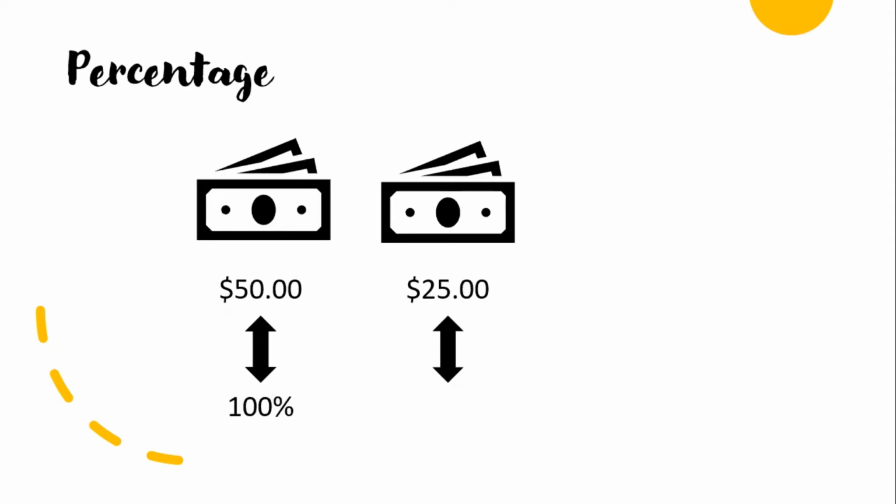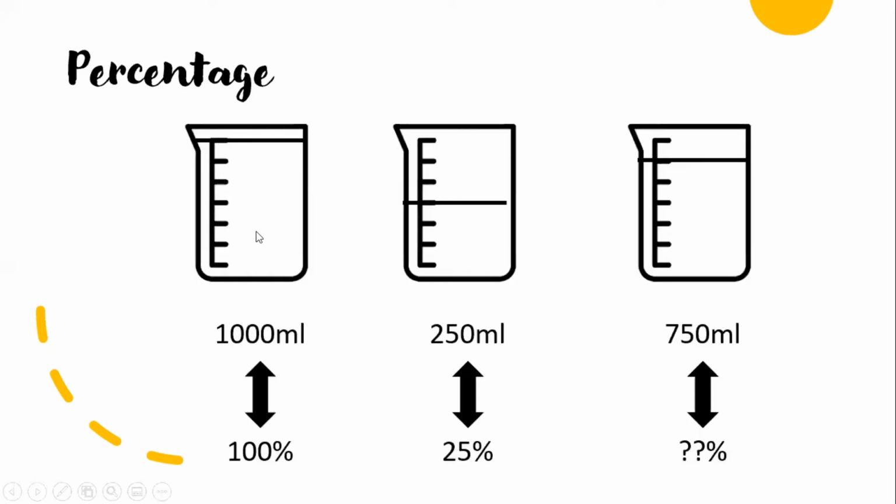Okay, so we can see over here 50 is the whole thing. The whole thing is always 100%. Same with this case, the volume of the whole beaker is always 100%. If we pour some water out and make it 250 ml, it will become 25%, because this number always refers to this number. We always refer to the initial number.